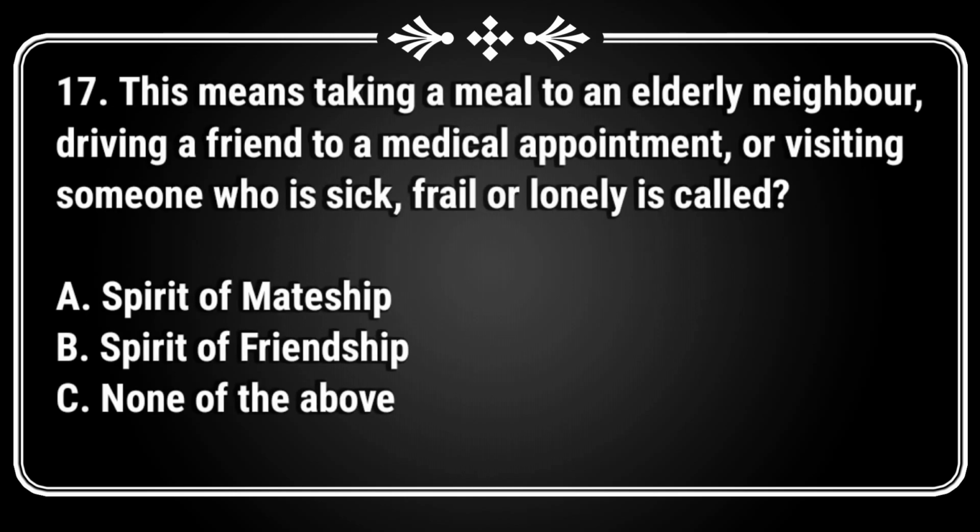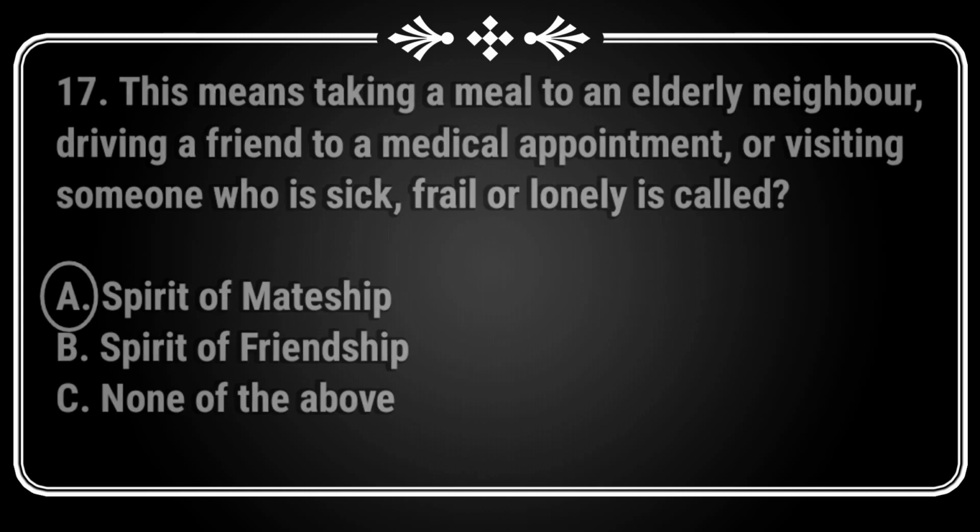Number 17. This means taking a meal to an elderly neighbor, driving a friend to a medical appointment, or visiting someone who is sick, frail, or lonely is called letter A, spirit of mateship. Letter B, spirit of friendship. Letter C, none of the above. The answer is letter A, spirit of mateship.